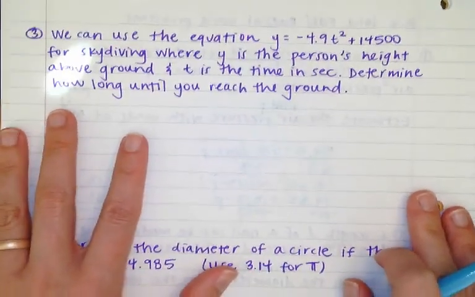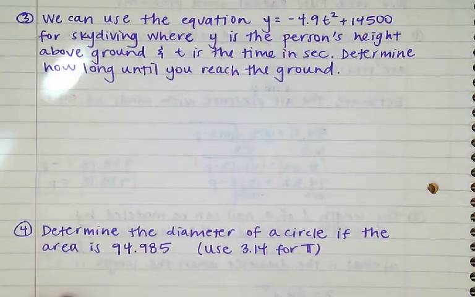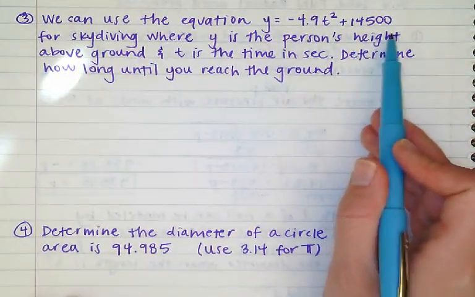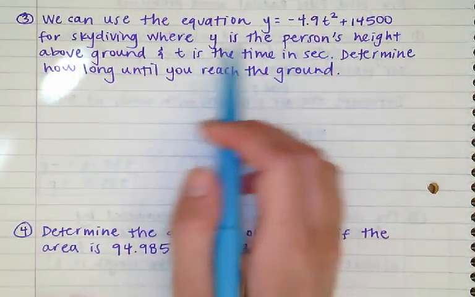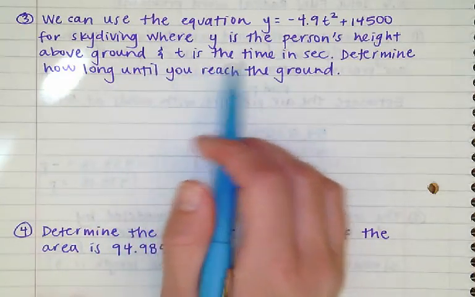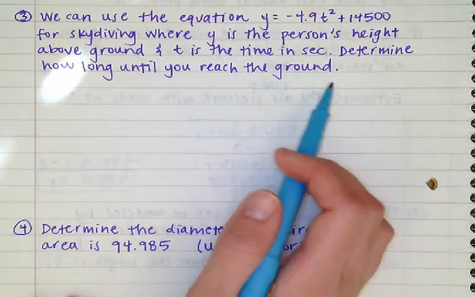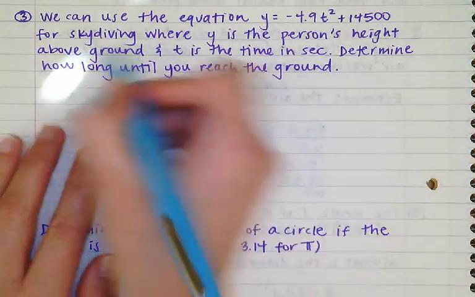All right, the next one has some adventure in it. We can use the equation y equals negative 4.9t squared plus 14,500 for skydiving, where y is the person's height above ground and t is the time in seconds. Determine how long until you reach the ground. Okay, so we are looking for how long. We're looking for the time.